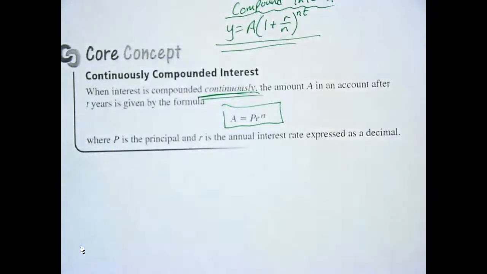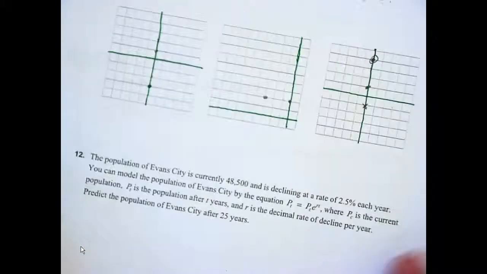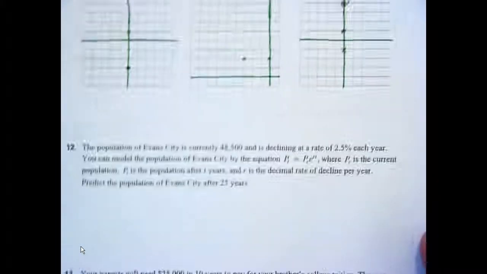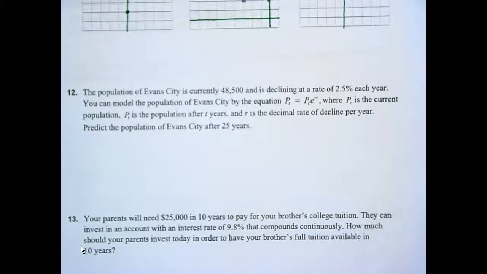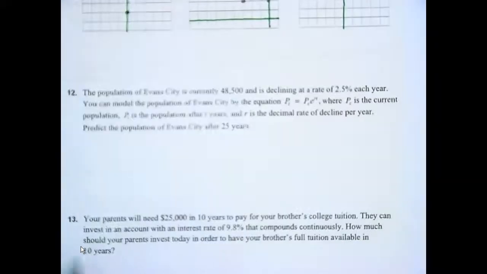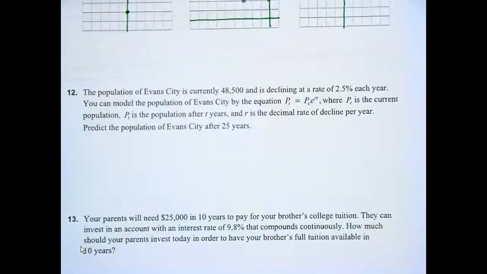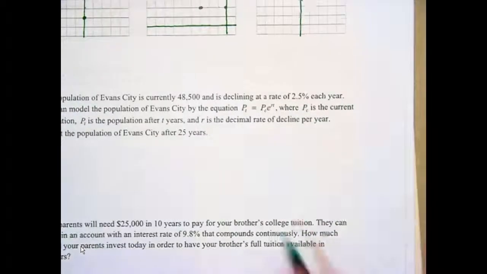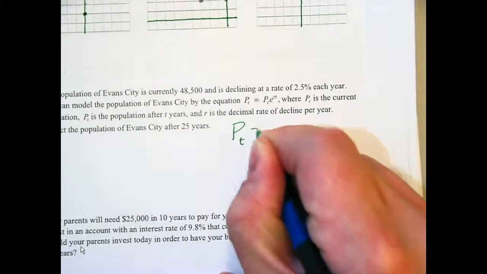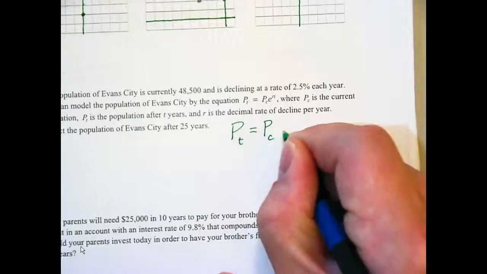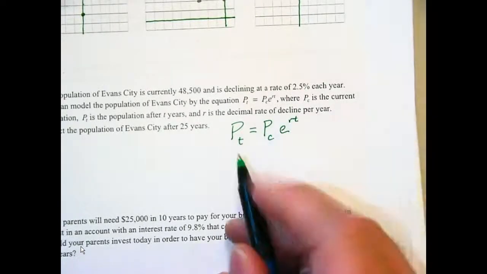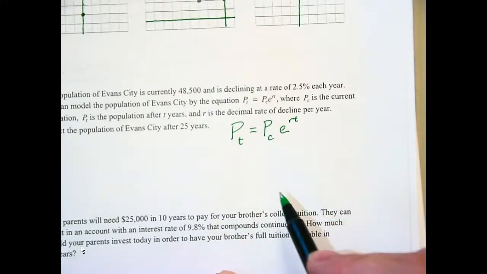So if we go to our assignment from yesterday, problems 12 and 13. Let's look at those, some story problems that you had. The population of Evans City currently is 48,000 and is declining at 2.5% each year. You can model the population with that formula, P sub t equals P sub c times e^(rt). Those subscripts just help us determine what population we're talking about.